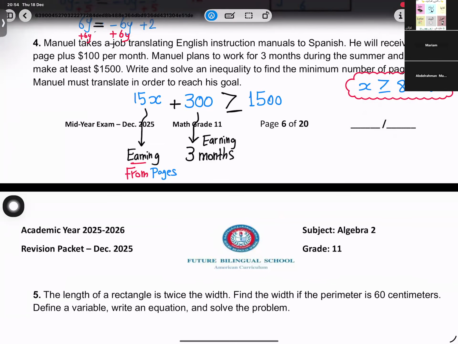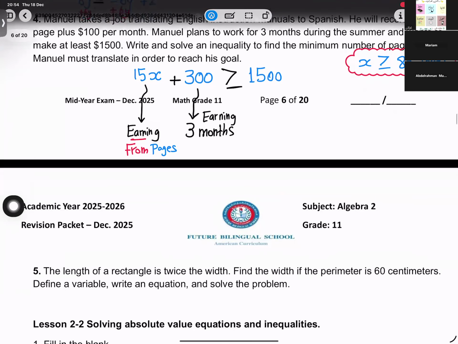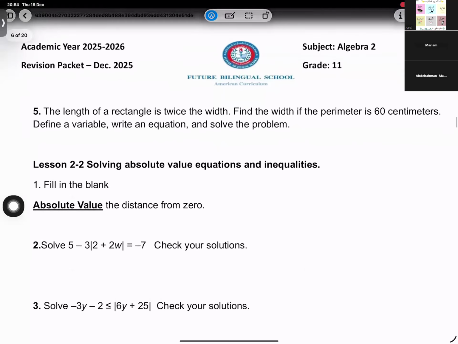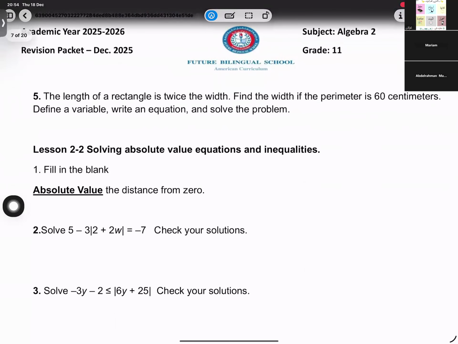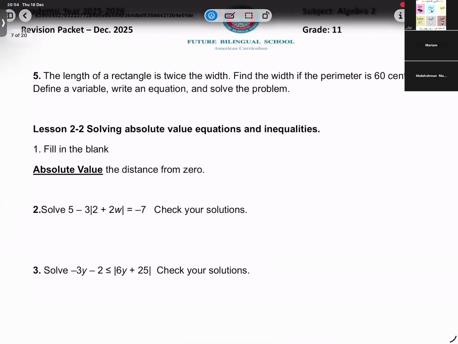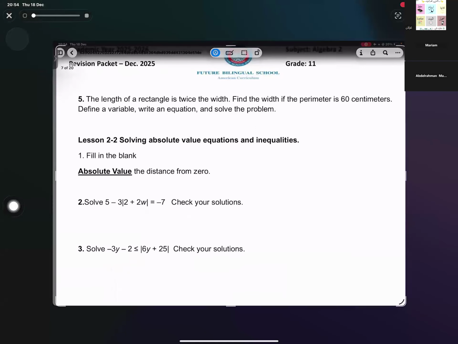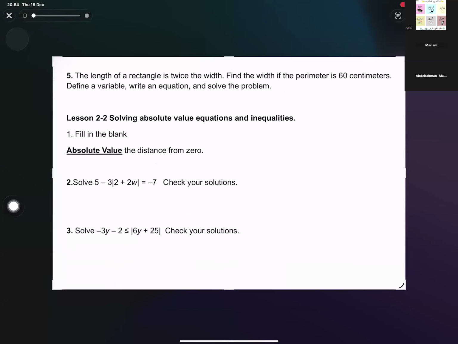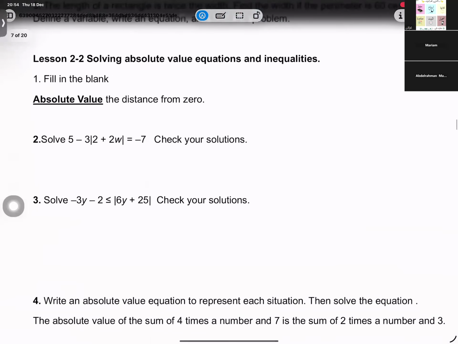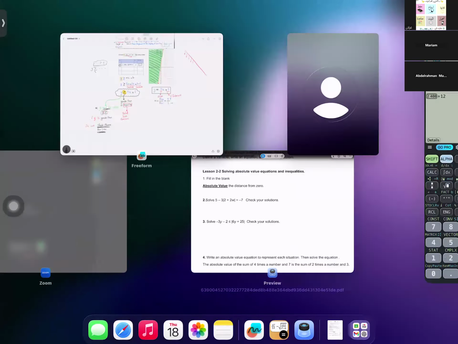Okay. Number five. ما شاء الله مريم, you are doing great. اللهم بارك. Your level in math helps us to finish fast. الحمد لله.